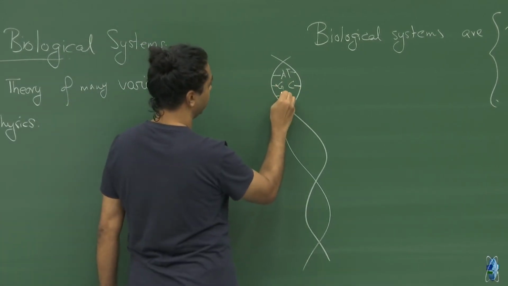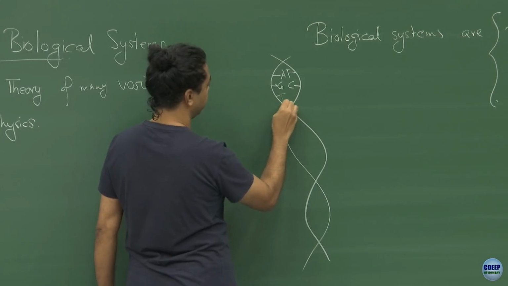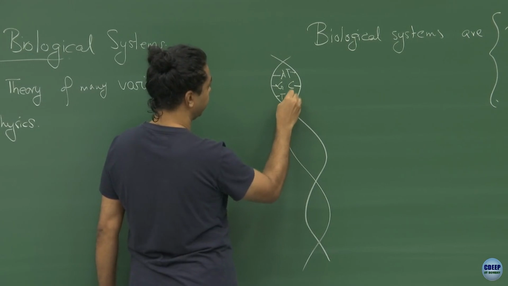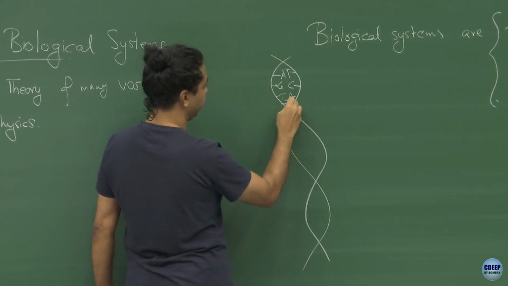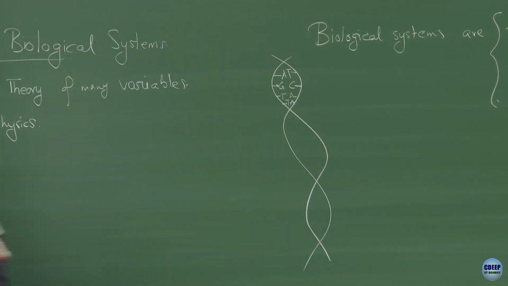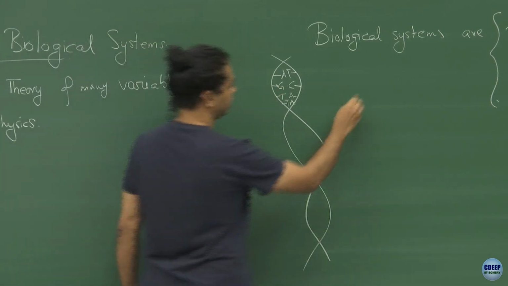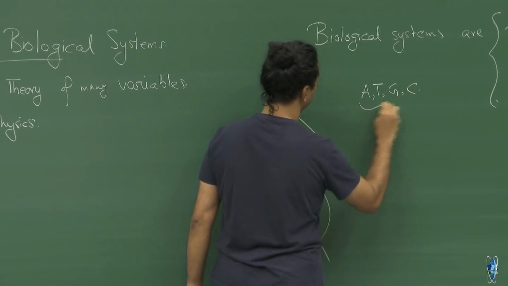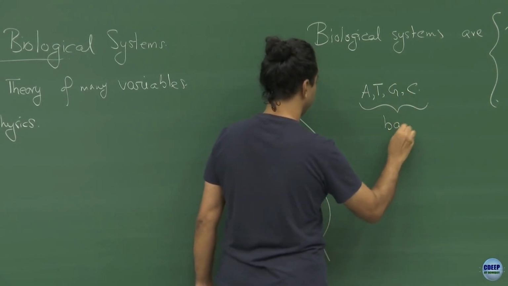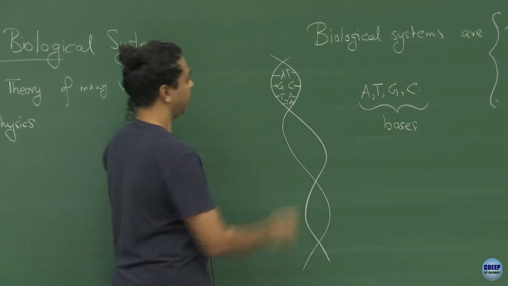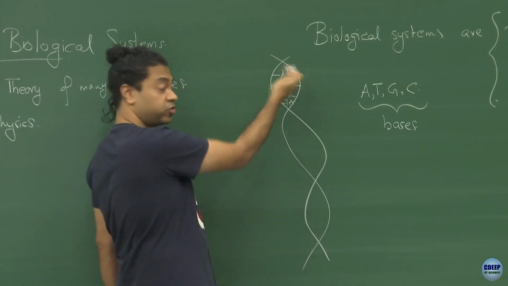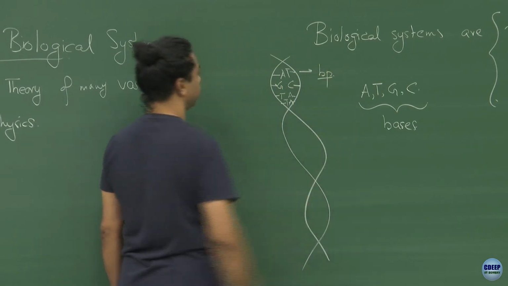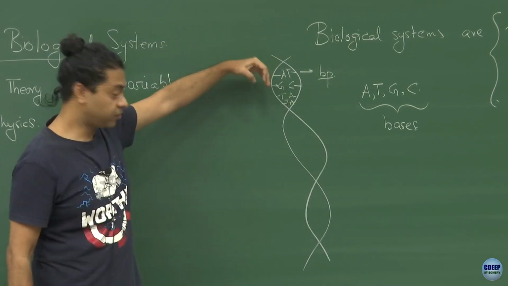So, on one strand, if you have something like A, T, T, T, A, G, T, T, on the other strand you would have the complementary letters, T, C, A, and so on. Okay. These A, T, G and C are called the bases, and a pair of them across the 2 strands of the double helix is called a base pair.